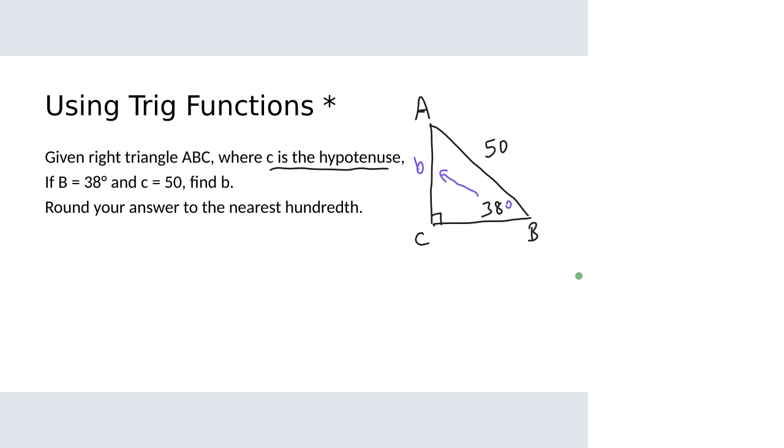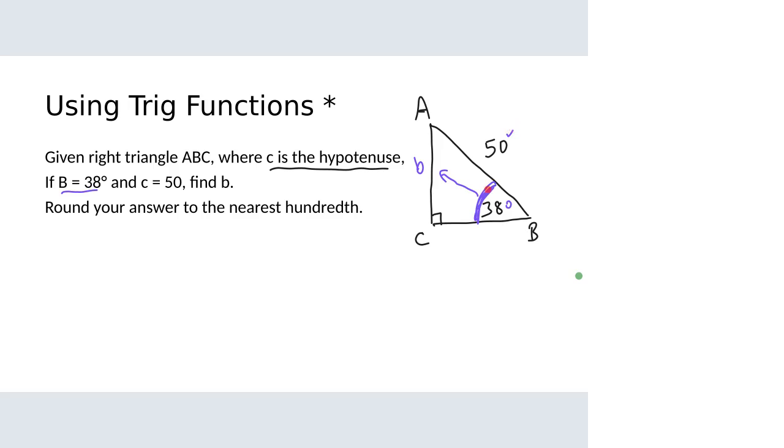All right. So I'm given this information: a right triangle ABC where C is the hypotenuse. Immediately, I'm going to draw a picture. That's step one before I even know anything else. And then I draw my picture, and I'm told that angle B is 38 degrees, okay, so that's down here, 38 degrees. C is 50. We want to label that. Find B. So I'm looking for B.